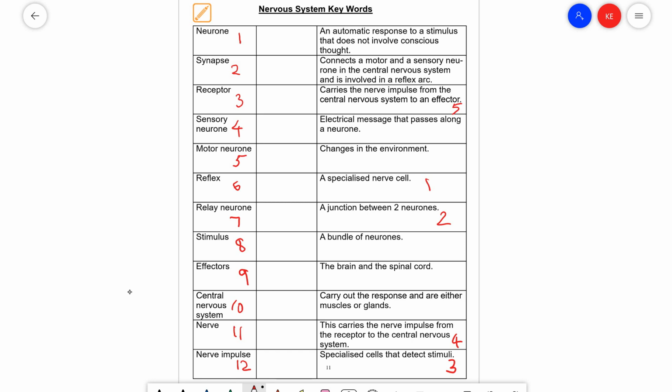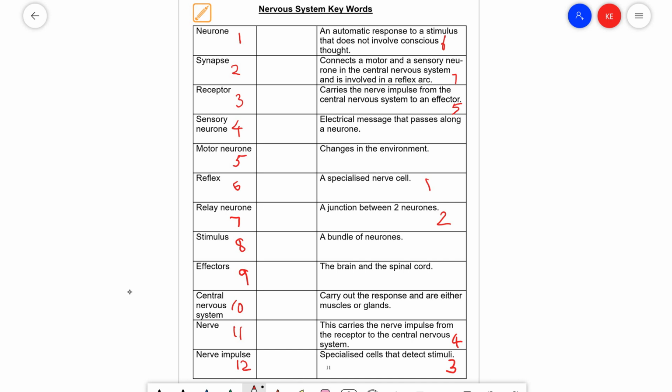Number 6, reflex. So this is what we were looking at last lesson. Reflex actions would be an automatic response to a stimulus, doesn't involve conscious thought. So these are the ones we were looking at last lesson, where you are reacting to something without thinking about it. Number 7 is the relay neuron. So the relay neuron connects the motor and the sensory neurons in the central nervous system. So that's part of the reflex action, where the information doesn't go to the brain, it just travels along a relay neuron within the spinal cord.